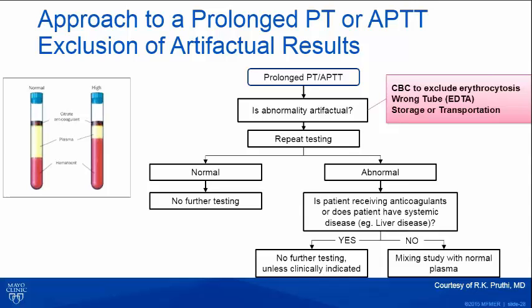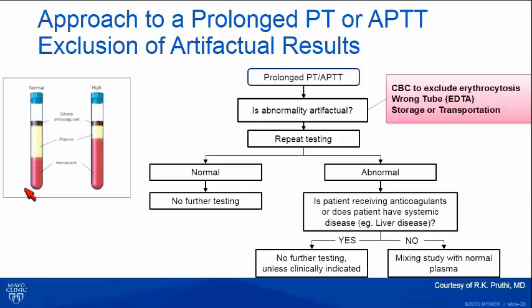So in workup of a prolonged PT and APTT, the number one priority, if you have adequate information, is to rule out a pre-analytical artifact, such as if we know the hematocrit is higher than 55%, that can result in relative deficiency, actually a lower amount of plasma with relative excess of anticoagulant, which can cause falsely prolonged clotting time. So erythrocytosis, or if we know it's a short-draw tube, or there are poor storage or transportation conditions.